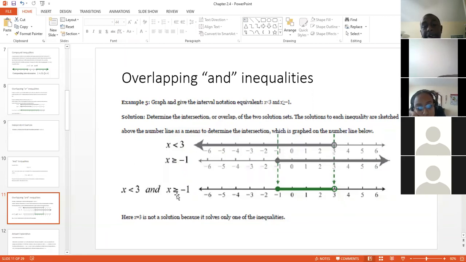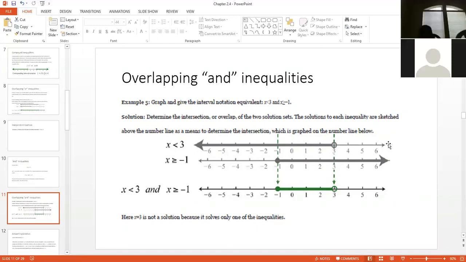And x is greater than or equal to -1. So let's take one of the whole numbers here, 0. Is 0 less than 3? Yes, it is. Is 0 greater than or equal to -1? Yes, to the right of -1. Take another number, 2. 2 is less than 3, it's to the left of 3. And 2 is also greater than -1, it's to the right of -1. So this is why you have to have an intersection whenever you have an overlapping and inequality. Thumbs up, thumbs down, questions? Thumbs up. Okay, good.